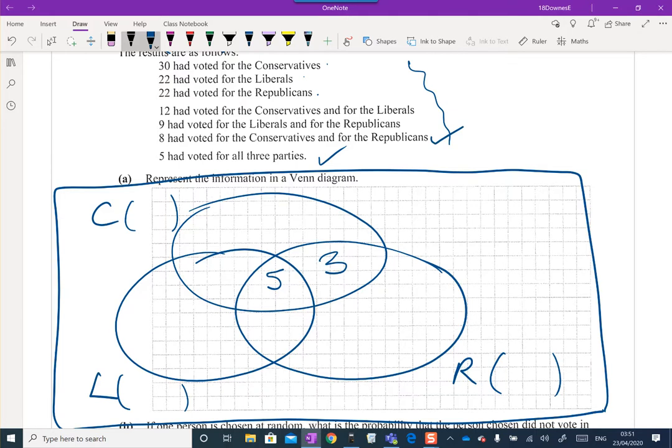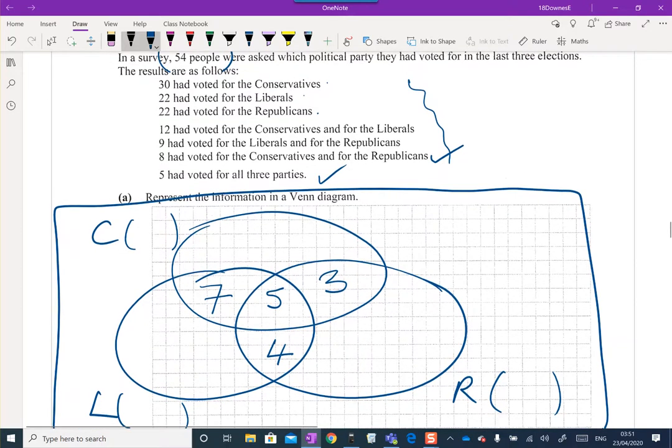9 had voted for L and R. L and R is across here, was 9. So 4 goes here. And 12 was the C and L, which is here. And so 7 goes here, because 12 take away 5 is 7. Moving on up along, looks like it's an easy enough question so far.